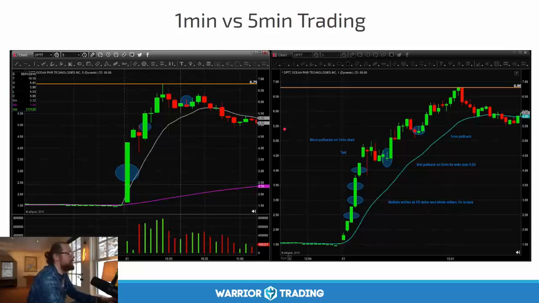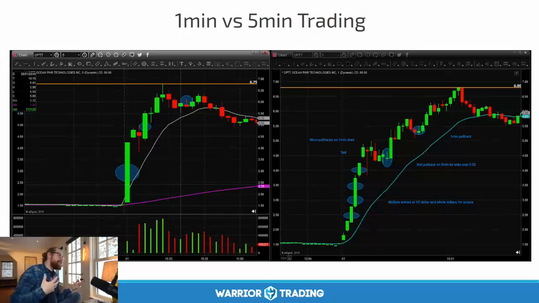So here's another example of 1-minute versus 5-minute. This stock goes from $2 to $6.79. Basically straight up. It doesn't even do a 5-minute pullback. And then by the time it's starting to do a 5-minute pullback, well, it's already gone up 300%. So now you've had a stock that's gone parabolic.